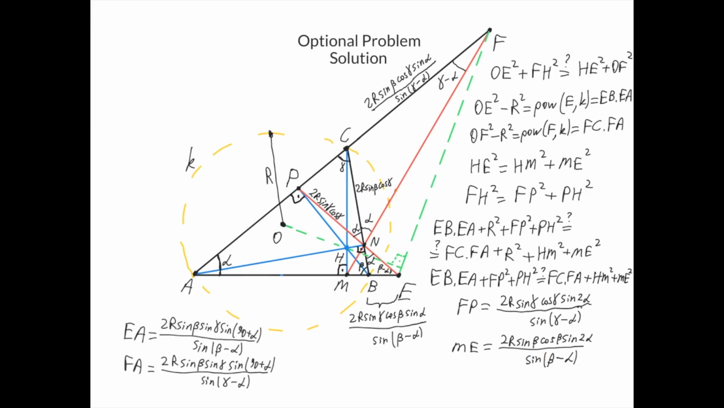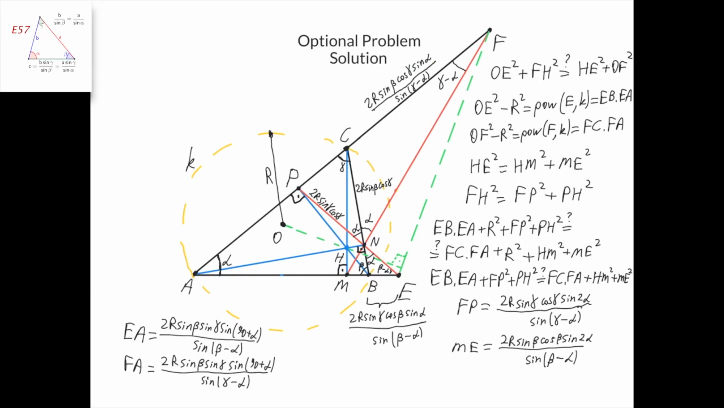Now we're going to find the lengths of EA and FA. We can do this by applying the law of sines for triangles AEN and AFN. We know the angles of these triangles. After all, this angle is beta minus alpha. This angle here is 90 degrees plus alpha. This angle is gamma minus alpha, and this angle here is again 90 degrees plus alpha. And we know the length of AN. AN equals 2r sine gamma sine beta.